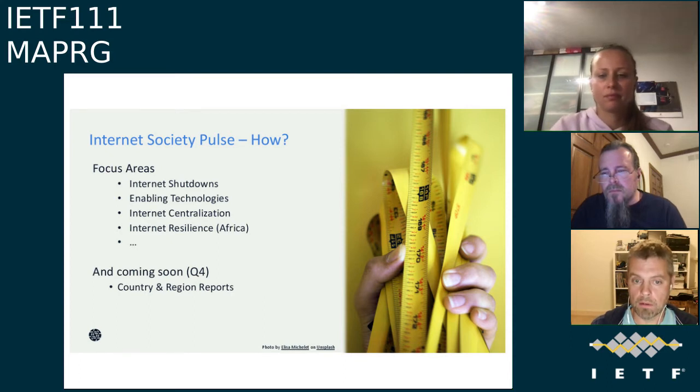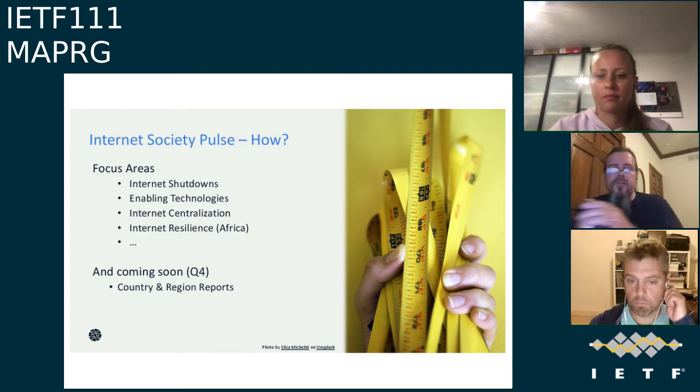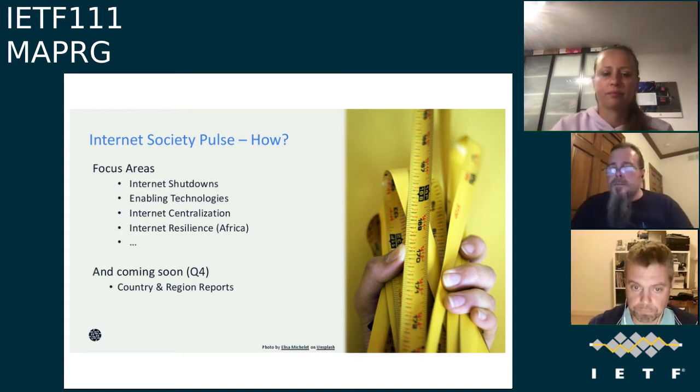And then we also hope to launch later this year, probably in Q4, country and region reports, because those are tools that we think will be particularly useful to policymakers who are interested in how their countries compare with their immediate neighbors or regional averages, for example.